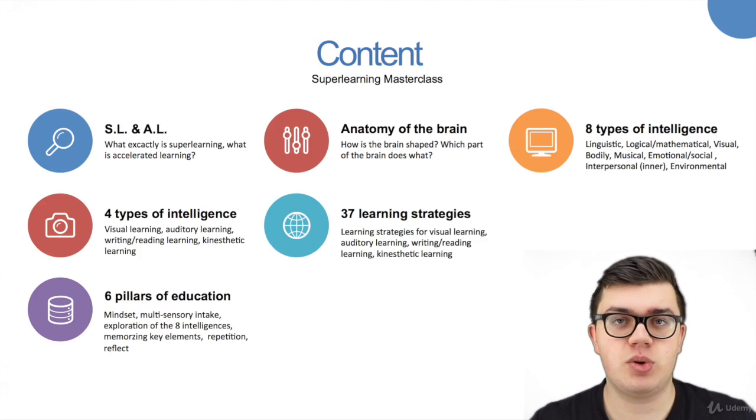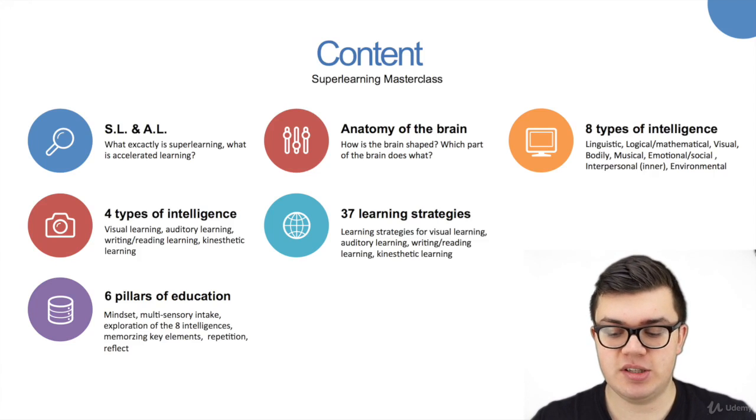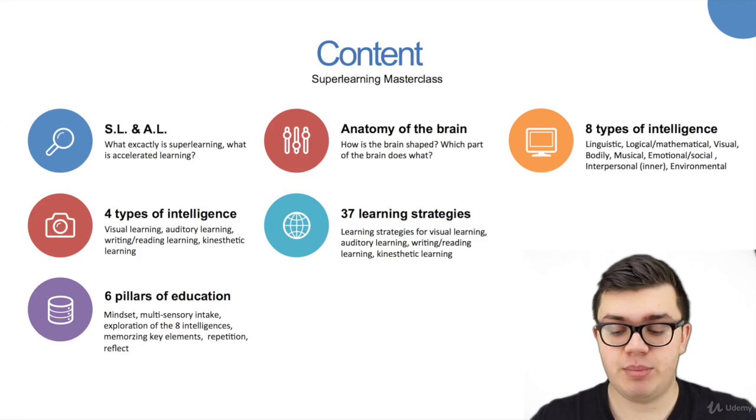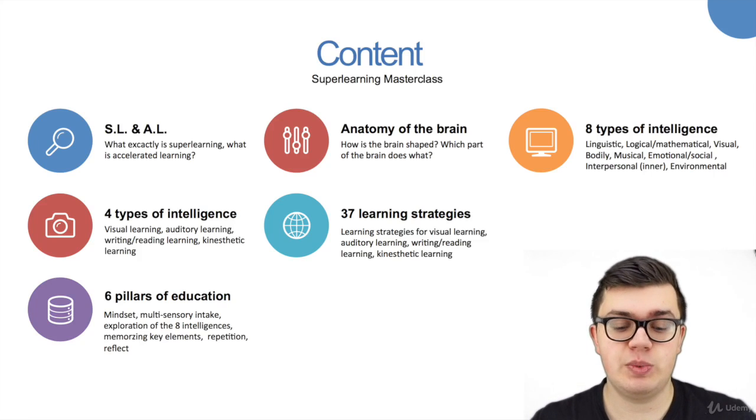Then in the third part of this course, we're going to talk about the 8 types of intelligence. And what we're going to do is we're going to talk about the linguistic intelligence, logical/mathematical intelligence, visual intelligence, bodily intelligence, as well as musical/emotional/social, as well as interpersonal and environmental intelligence. And then in the fourth part of this course, we're going to talk about the 4 types of learning, which basically are visual learning, auditory learning, writing/reading learning, and kinesthetic learning.